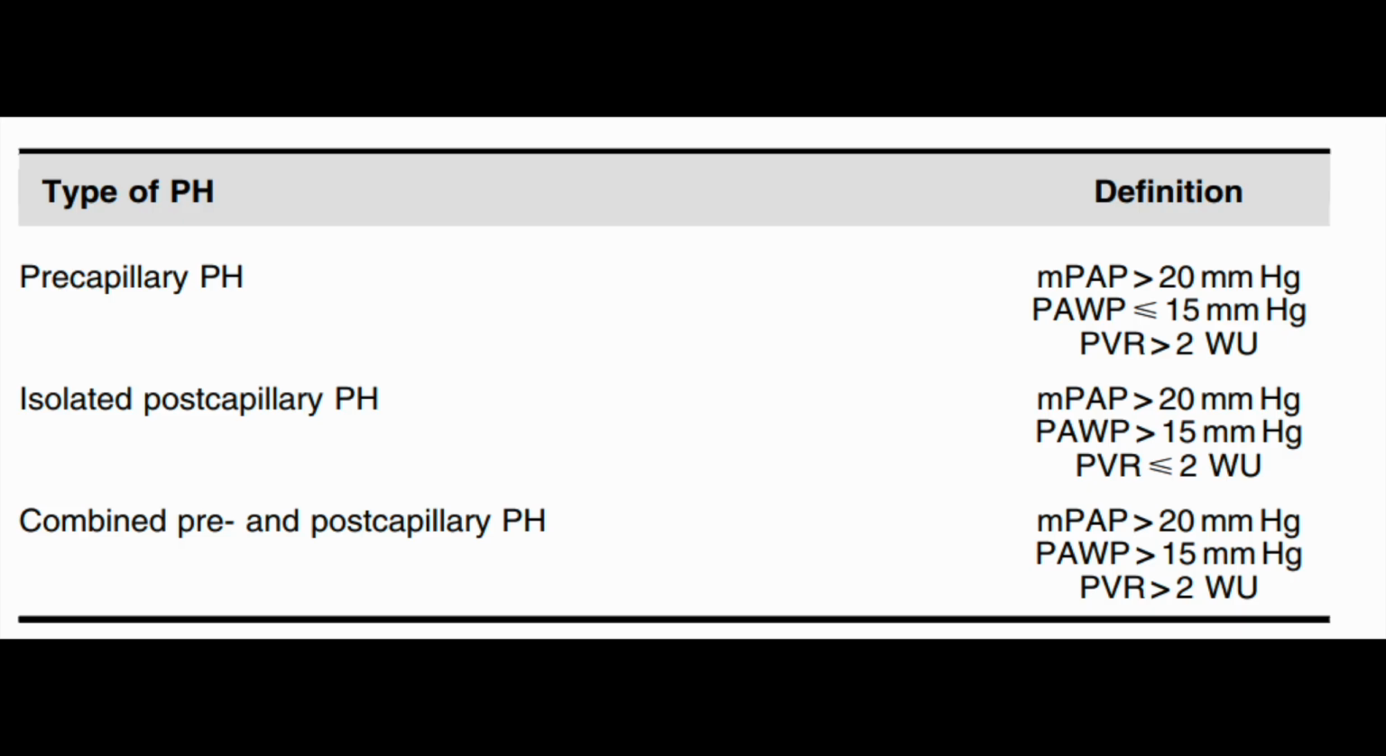So these are the three types, that is pre-capillary, isolated post-capillary and combined pre and post-capillary. These are the various numbers that you need to keep in mind while making a diagnosis. For pre-capillary, the mean pulmonary artery pressure has to be more than 20, the wedge pressure has to be less than 15, and the Woods unit has to be more than 2. This is for both pre and post capillary. If it is only post capillary, then the Woods unit can be less than 2. However, the other part remains the same. Obviously, because it is post capillary, the pulmonary wedge pressure is also elevated.